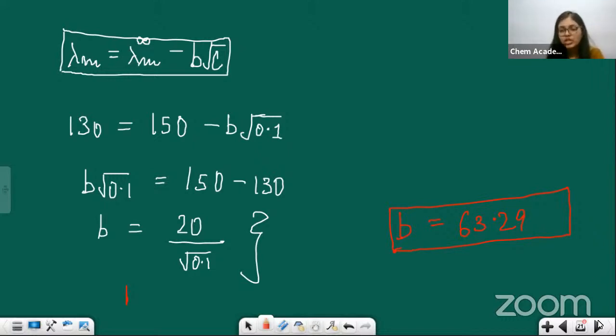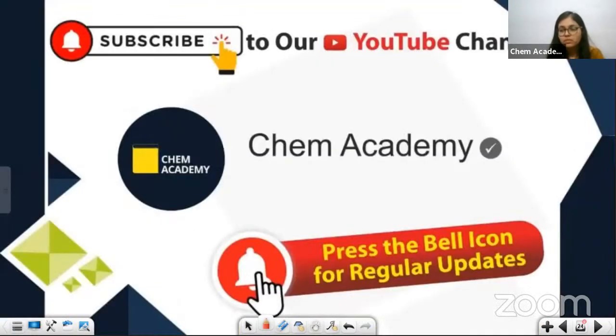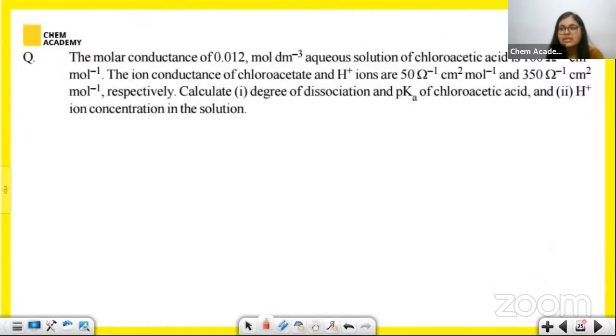Now we will move on to the next question for today. See, what does this question say? The molar conductance of 0.01 mole dm cube inverse aqueous solution of chloroacetic acid is 100. The ionic conductance of chloroacetate and H plus ions are 50 and 350 respectively. We have to calculate the degree of dissociation and pKa of chloroacetic acid, and we have to calculate the H plus ion concentration of the solution. Let's see how to do this question.